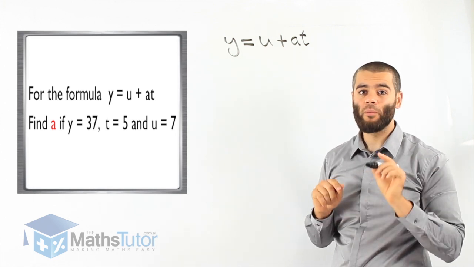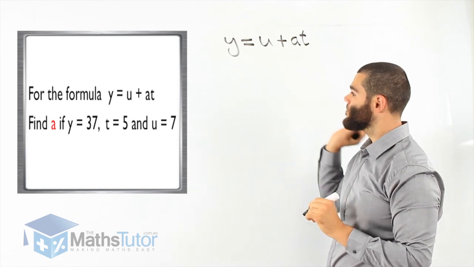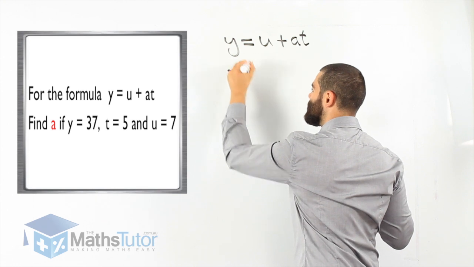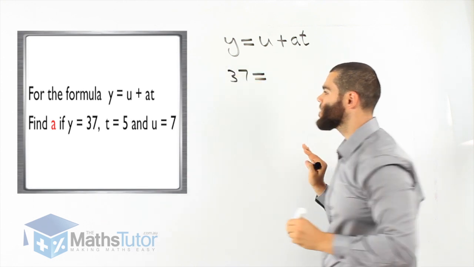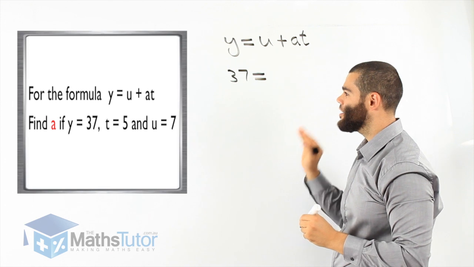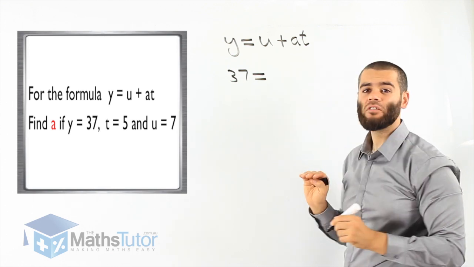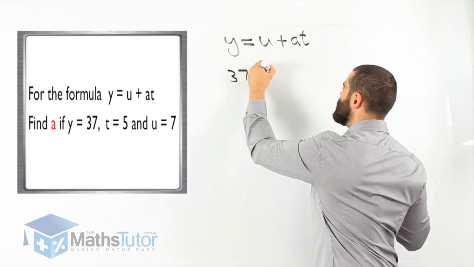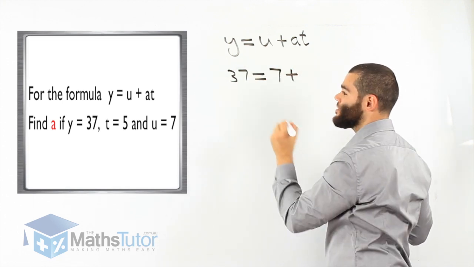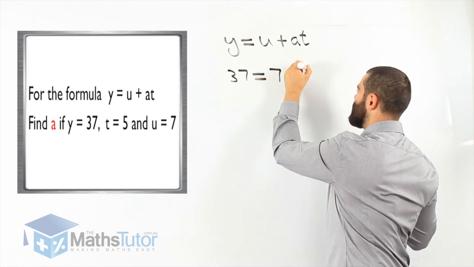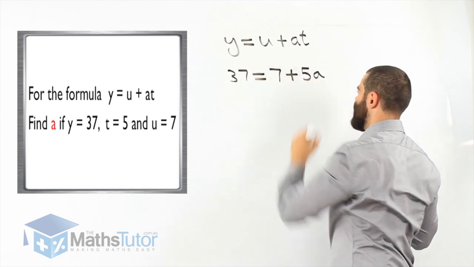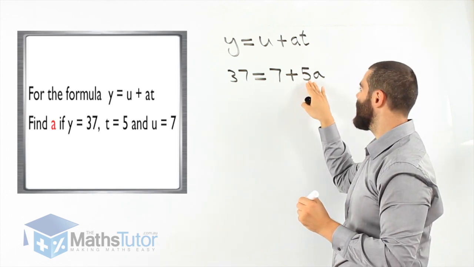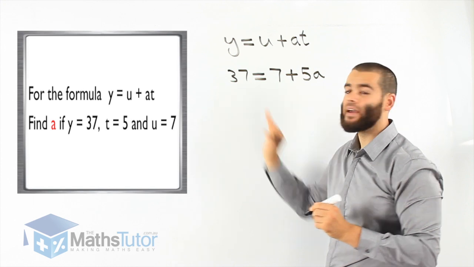Now the substitution, the most important step. We know that y is 37. We substitute y with 37 and we're asked to find a. Now t is 5 and u is 7. So u is 7 and t is 5. So in other words, 5a. This is our u and this is our t. We have an equation now.